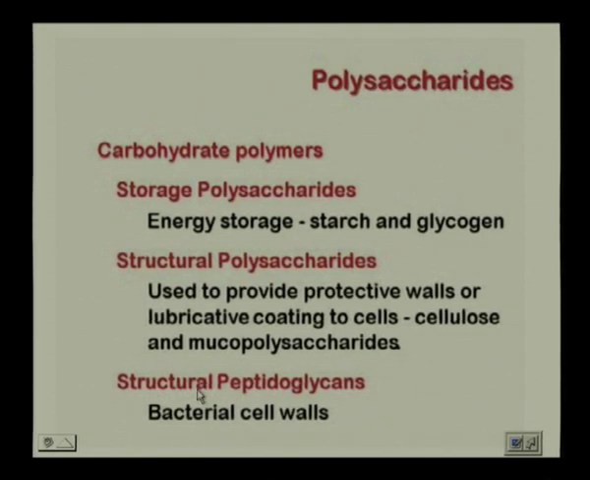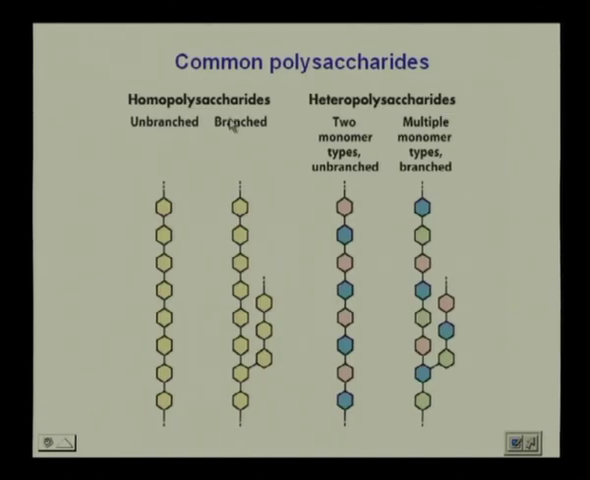You also have structural peptidoglycans that actually form bacterial cell walls. Okay? And what did we learn when we did the lysozyme structure? That it breaks bacterial cell walls. Okay? So, we can have polysaccharides that look like this. These would be just normal linkages, 6-membered rings. You could have homopolysaccharides where all the sugars are the same.